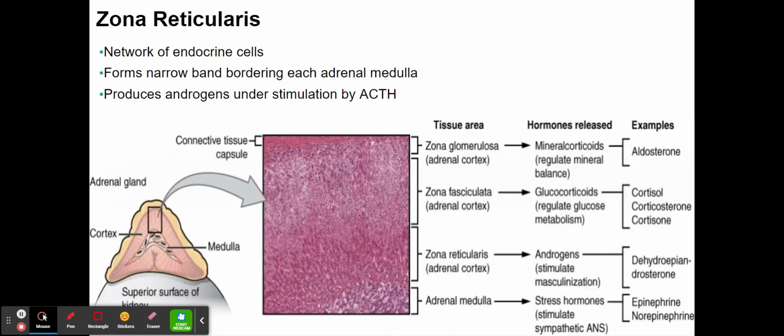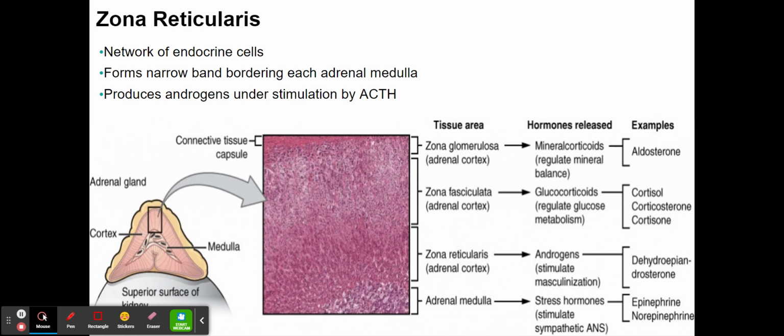The zona reticularis forms as a narrow band bordering each adrenal medulla. This zone accounts for only about 7% of the total volume of the adrenal cortex. The endocrine cells of the zona reticularis form a folded, branching network, and fenestrated blood vessels wind among the cells. Under stimulation by ACTH, the zona reticularis normally produces small quantities of androgens, the sex hormones that are produced in large quantities by the testes in males.